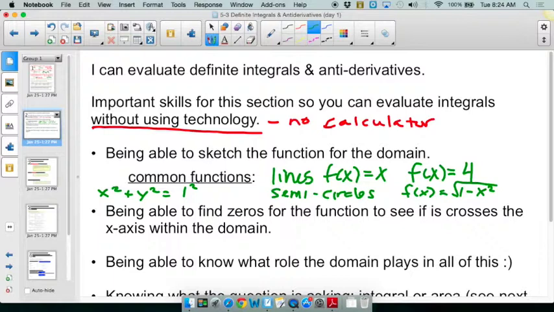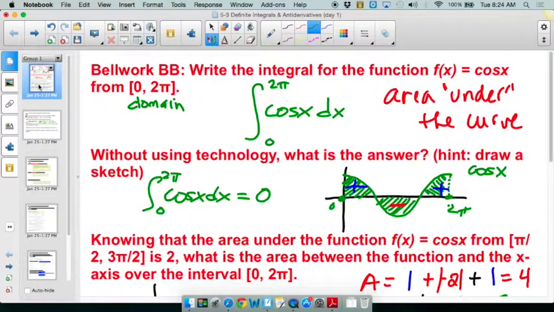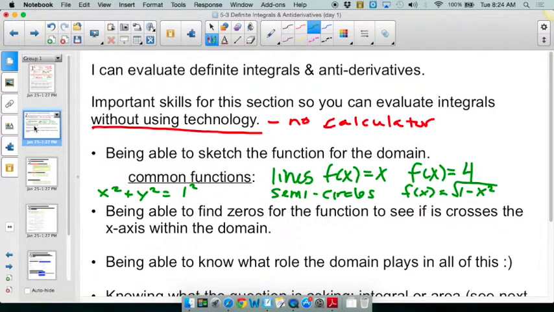Okay. Being able to find zeros for the function to see if it crosses the x-axis within the domain. That's a lot of words, but it goes back to this. Seeing if I have positive and negative areas. And that becomes really important for finding area, because we've got to change those negative areas to positive values. We can't just do a definite integral thing.